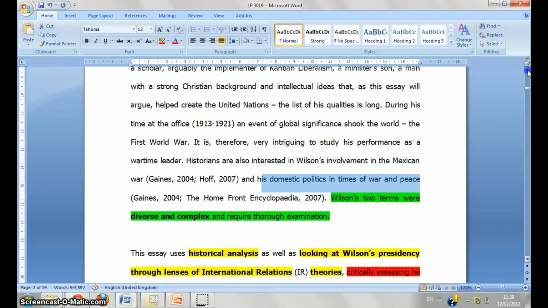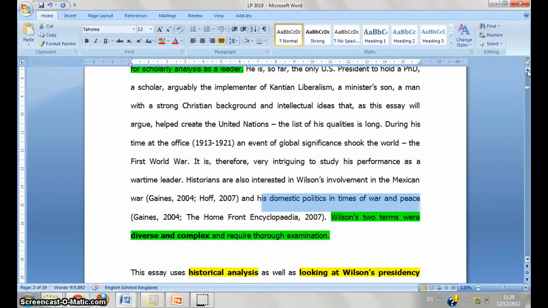And there's one mistake I made in this introduction. I did not write specifically and explicitly that I'm going to address the following points. But my reader picks up, the First World War, creating the United Nations, the Mexican War, domestic politics in times of war and peace. From these hints in the text, my reader picks up what my essay is going to be about.